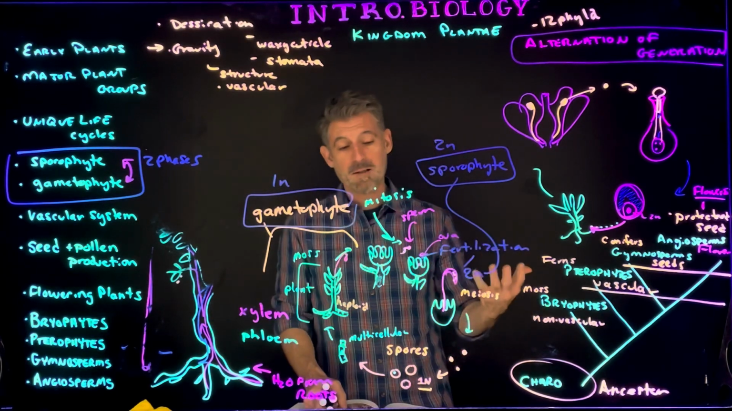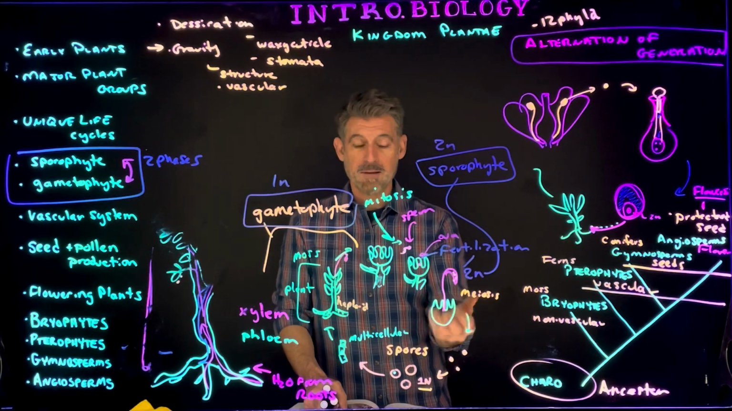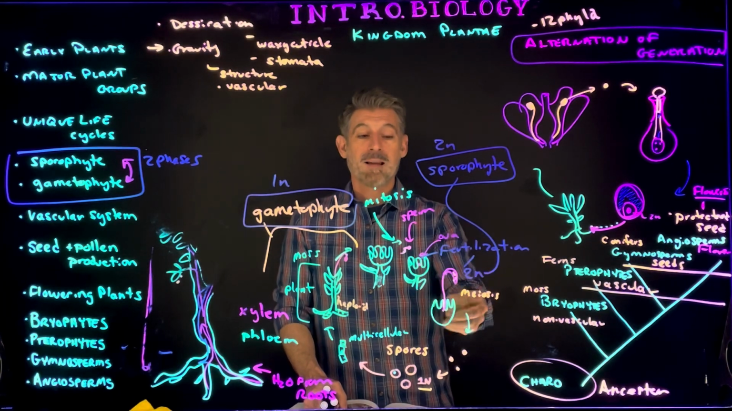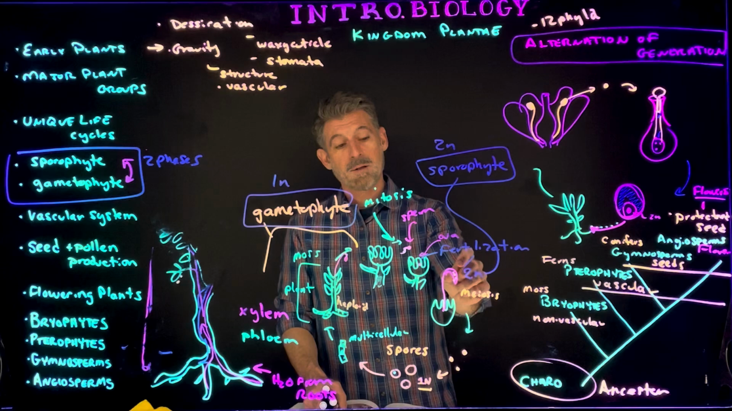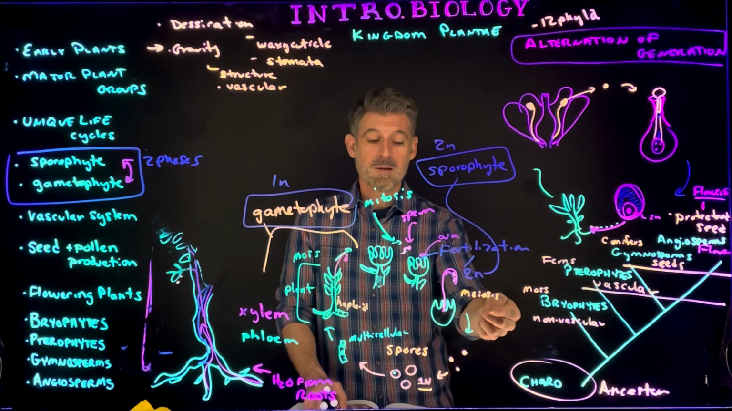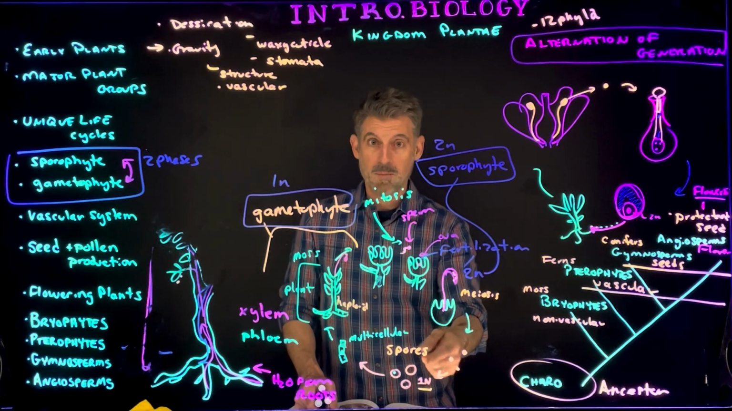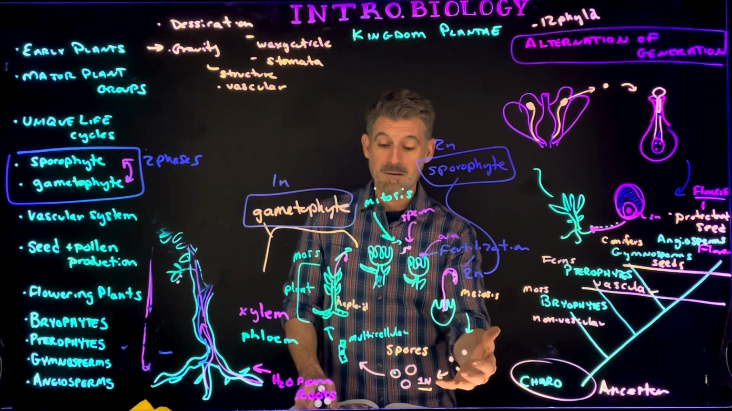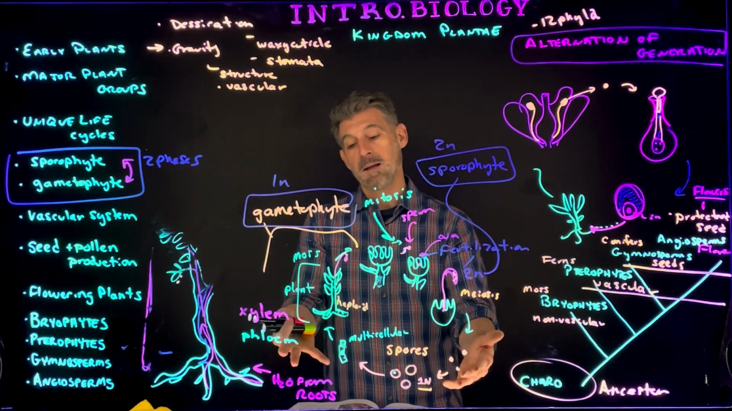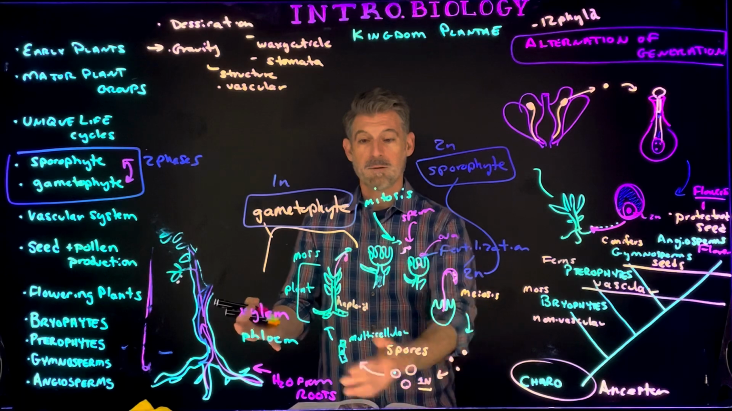It doesn't exist all the time. It only exists after fertilization occurs. Then a structure forms here within the sporophyte that undergoes meiosis to produce spores. The spores, which are haploid, go out into the environment and then can spread and form more moss.